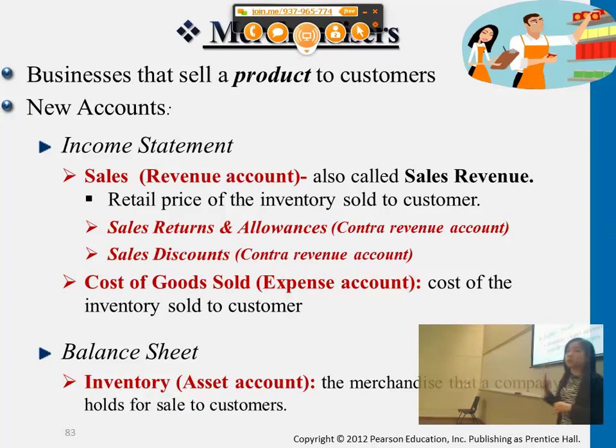So for income statement, you will see new accounts, sales. Some companies call it sales or sales revenue. These are interchangeable terms. And then if there are cases of returns, allowances, discounts, they will be listed right underneath the sales account. Cost of goods sold expense.